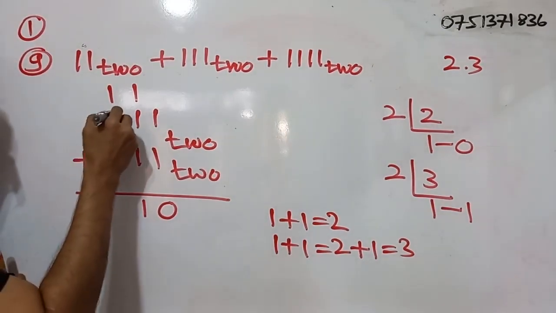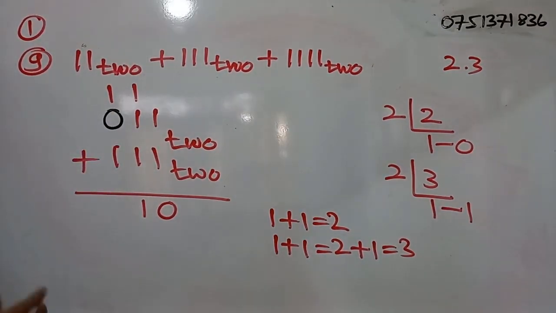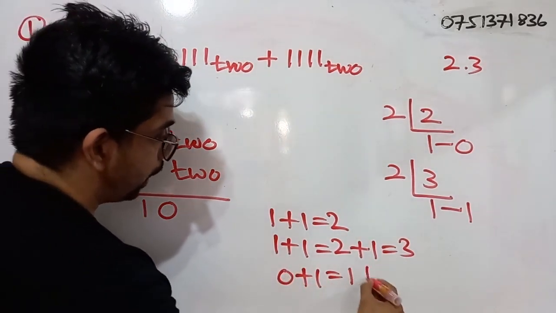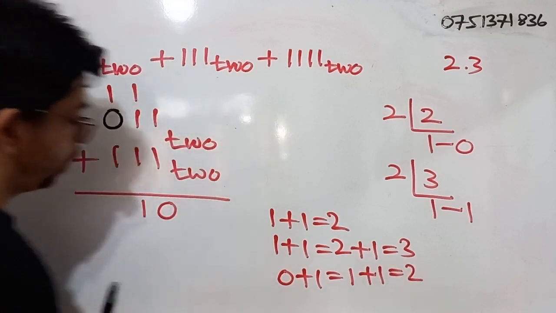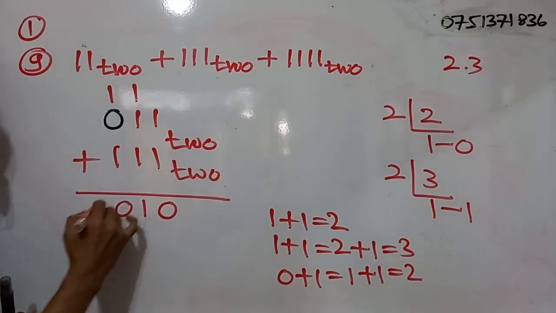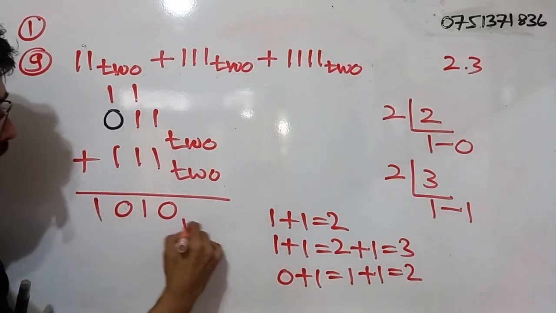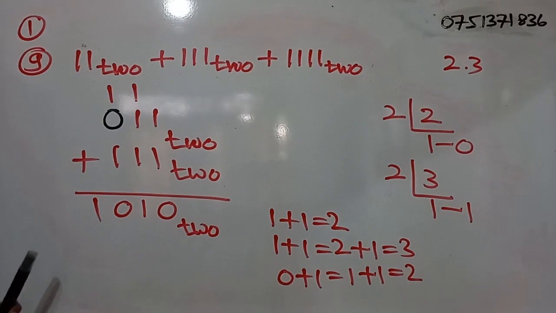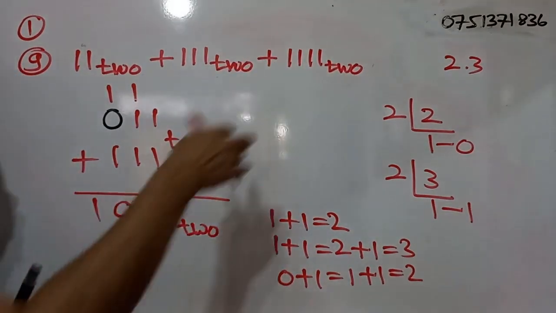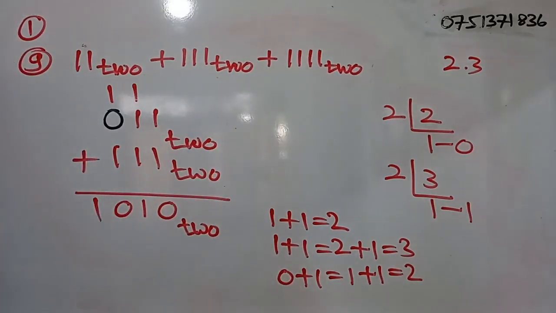Then I'll write a 0 here since there is no number there, right? So 0 plus 1, this becomes a 1. To that we add a 1, it becomes a 2. So here I can write what? 0 and 1. So this is base 2. Now this is not the answer. To this we need to add this part as well, right?